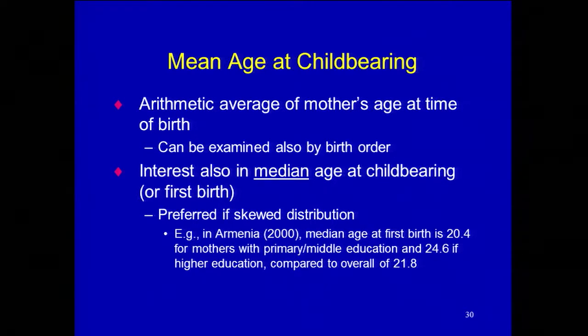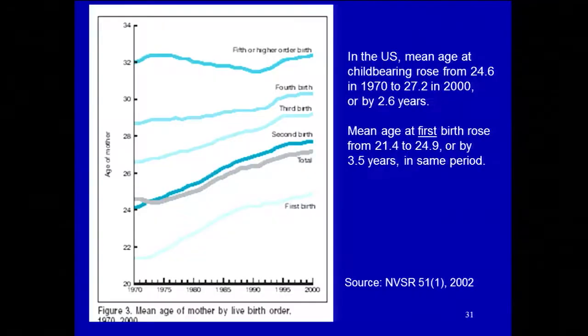For example, in Armenia, the median age at first birth is 20.4 for mothers with primary education, and it's 24.6 if the mother has higher education, compared to an overall median of 21.8. So sometimes we will use the median if we have skew, but overall we can look at the mean.